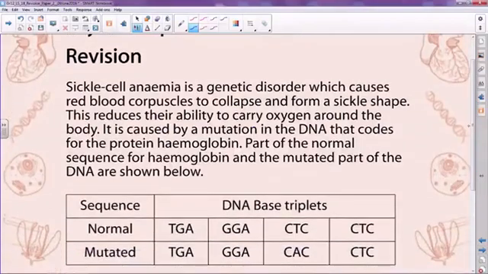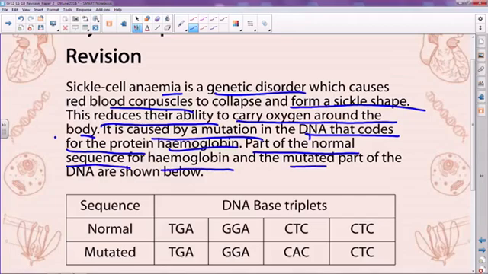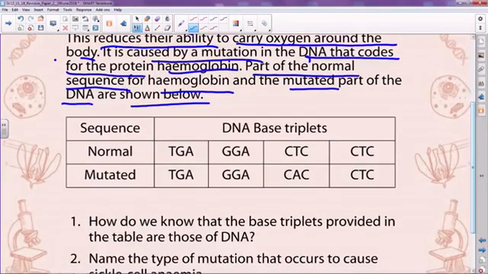Okay, this is cool. This is where you need to look at. I'm going to read through it with you and make sure you concentrate. Okay, here we go. Sickle cell anemia is a genetic disorder which causes red blood corpuscles to collapse and form sickle cell shape. This reduces their ability to carry oxygen around the body. It is caused by mutation of the DNA that codes for the protein hemoglobin. Part of the normal sequence of hemoglobin and the mutated part of the DNA is shown below. So what we've got here is the normal sequence and the sequence with mutation. That's the sickle cell there, and that's the normal one.